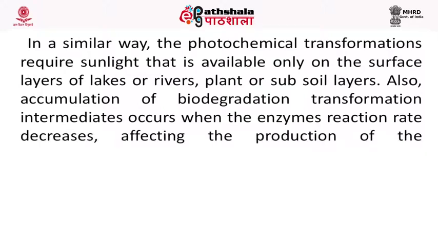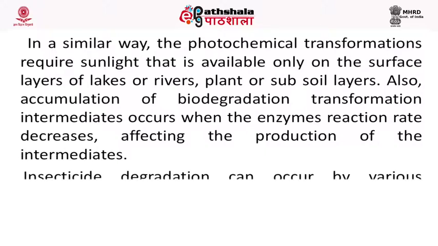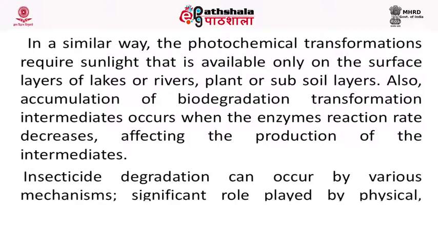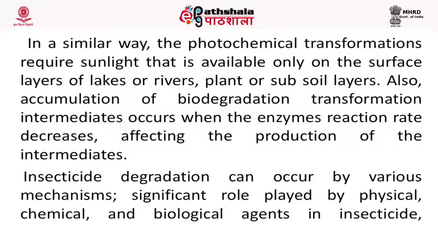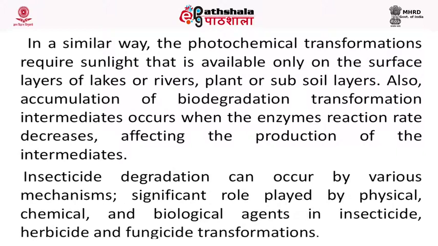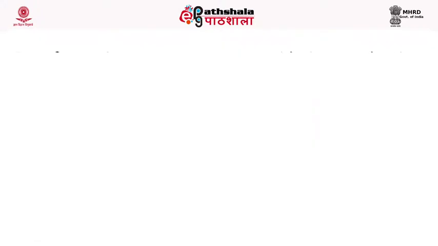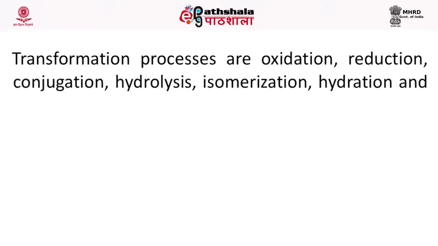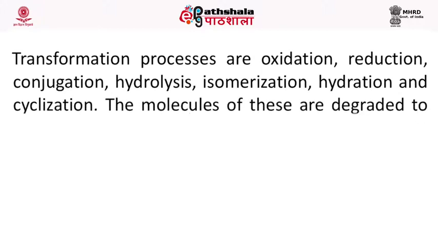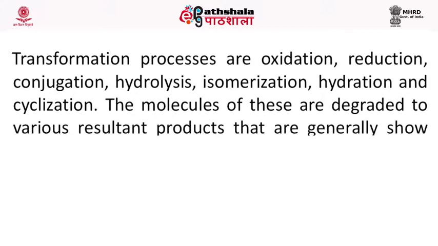Also, accumulation of biodegradation transformation intermediates occurs when the enzyme reaction rates decrease, affecting the production of the intermediates. Insecticide degradation can occur by various mechanisms. A significant role is played by physical, chemical and biological agents in insecticide, herbicide and fungicide transformation. Many soil applied insecticides are degraded more rapidly following repeated application. The transformation processes are oxidation, reduction, conjugation, hydrolysis, isomerization, hydration and cyclization.